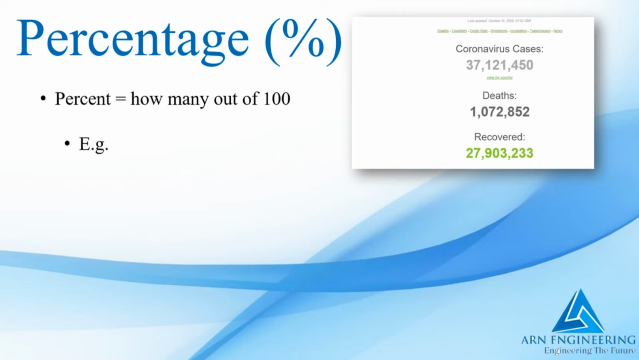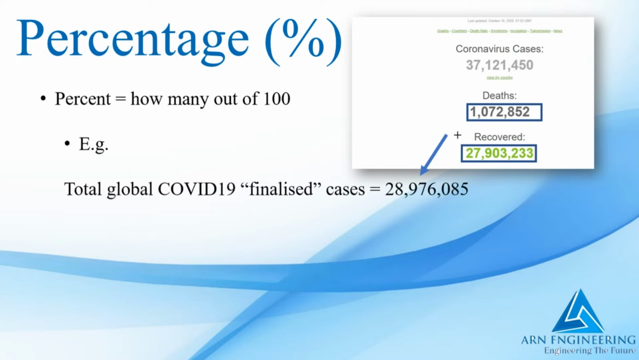So over here we have the current statistics regarding the global coronavirus cases, the number of deaths, and the number of recoveries. So to calculate the total finalized number of coronavirus cases, we basically add the recovered cases with the deaths, and that gives us the total global COVID-19 finalized cases, which is 28,976,085.